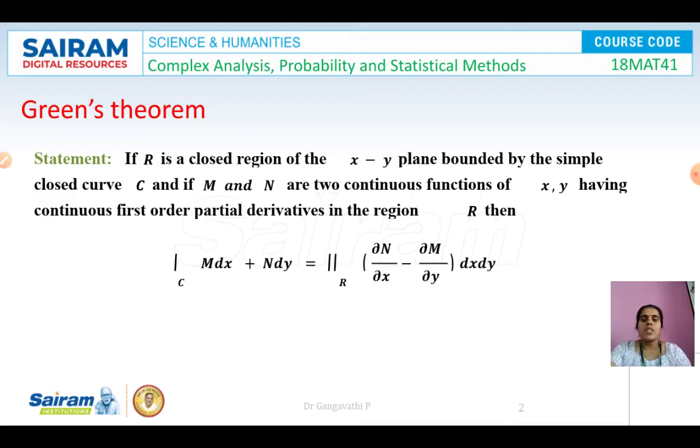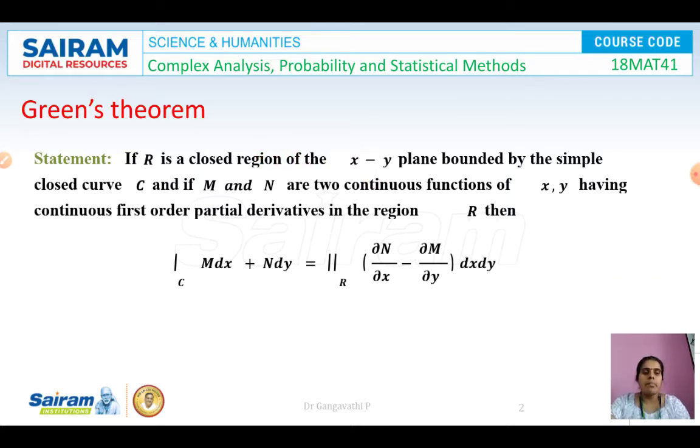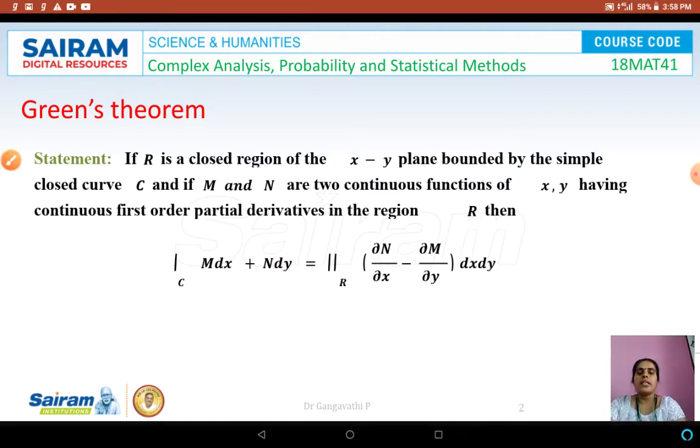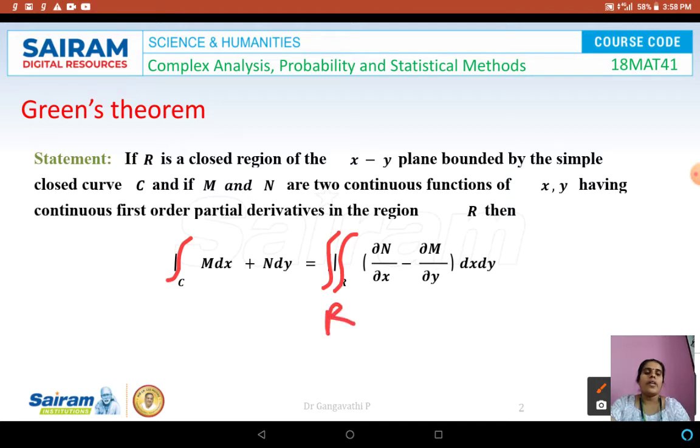So what is Green's theorem? The statement is: if R is a closed region of the xy plane bounded by a simple closed curve C, and if M and N are two continuous functions of x and y having continuous first order partial derivatives in the region R, then the integral over C of M dx plus N dy is equal to the double integral over R of (∂N/∂x minus ∂M/∂y) dx dy.